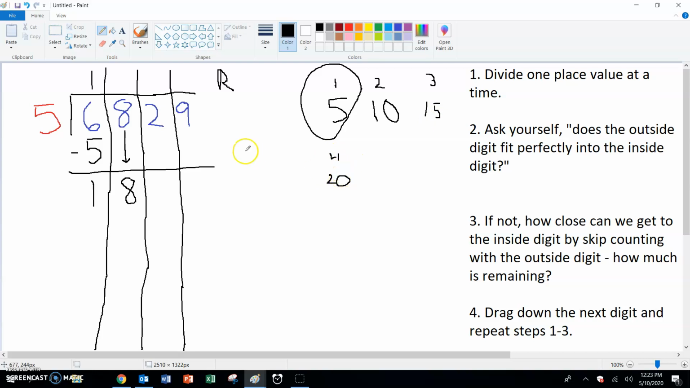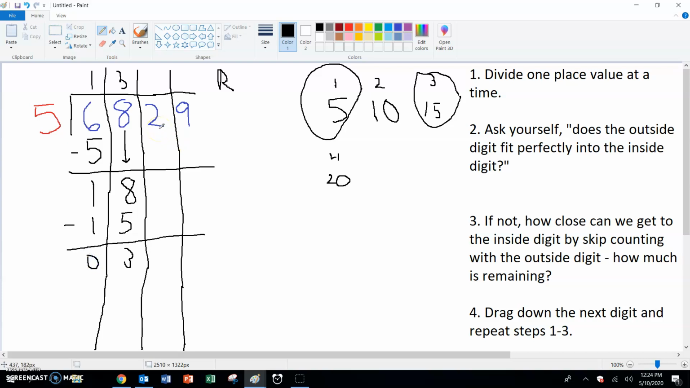20 is too high. It exceeds 18, which means the closest we can get to 18, skip counting by 5, is 3 groups. The groups, 3, go on top, and how close we get, 15, goes underneath. We find how much is remaining by subtracting 15 from 18. 18 minus 15, 8 minus 5 is 3, 1 minus 1 is 0.